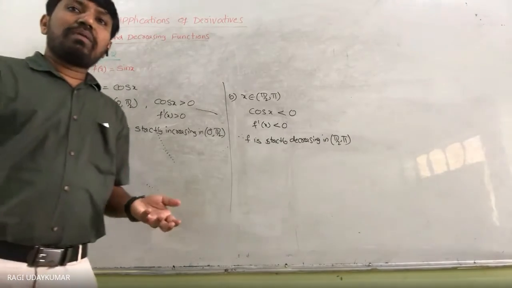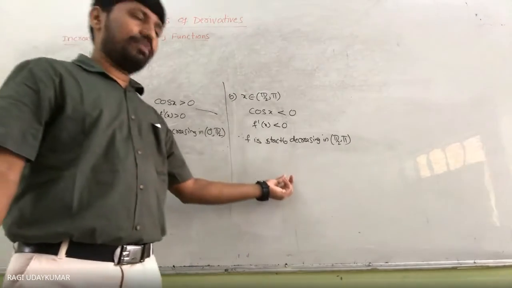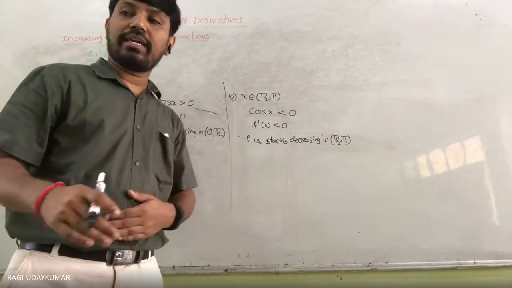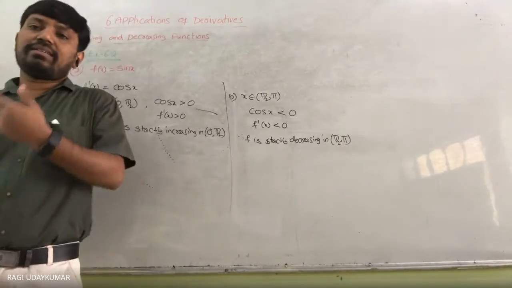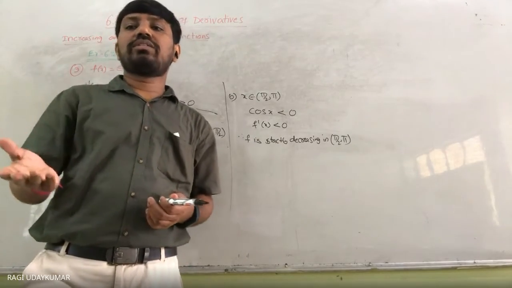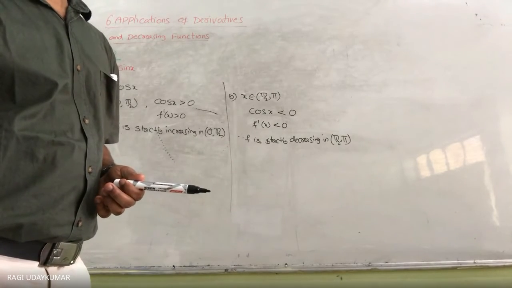So in 0 to pi by 2 it is increasing, and in pi by 2 to pi it is decreasing. Whenever you take 0 to pi, in some places it is increasing and in some places decreasing. So in part C, you have to say that it is neither increasing nor decreasing.